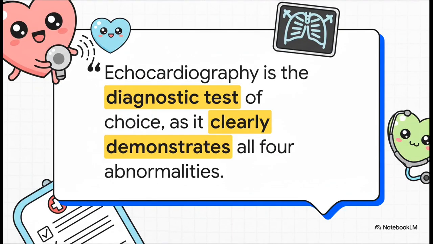But while the exam and x-ray are huge clues, the gold standard for diagnosis, the test that gives you the undeniable answer, is an echocardiogram. The echo uses ultrasound to let us see the heart in action. We can directly visualize all 4 of those anatomical defects, confirming the diagnosis without a doubt.